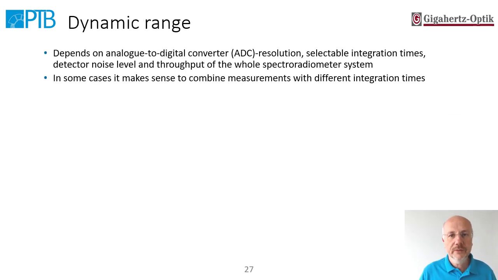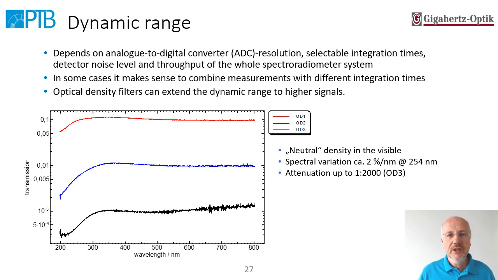The dynamic range of your instrument depends on the ADC resolution, the selectable integration times, the noise level of your detector, and the throughput of your instrument. You may enhance the dynamic range by using measurements with different integration times. Or you can use neutral density filters to attenuate the incoming radiation. But be aware that neutral density filters usually are not neutral, so you have to know the transmission curve very well, because especially in the UV you can see that the transmission changes by about 2% per nanometer.